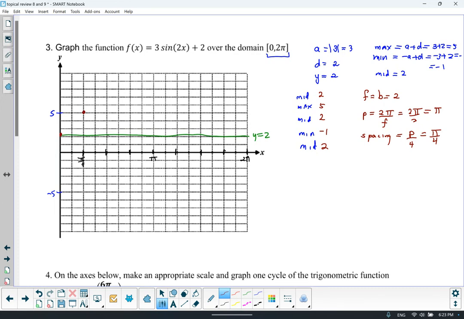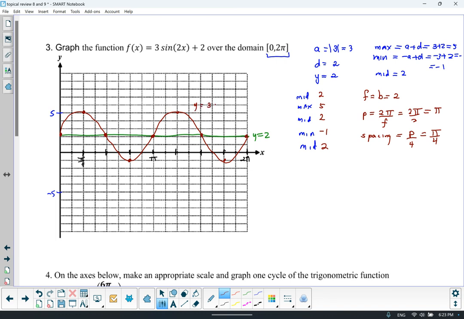So 2, 5, 2. The minimum value is -1. Back to 2. Back to the maximum. Back to 2. Back to the minimum. And back to the midline. And you have to make smooth curves, not pointy. Some of you are making very pointy curves, and you will not get credit for that. And there is our sine curve.